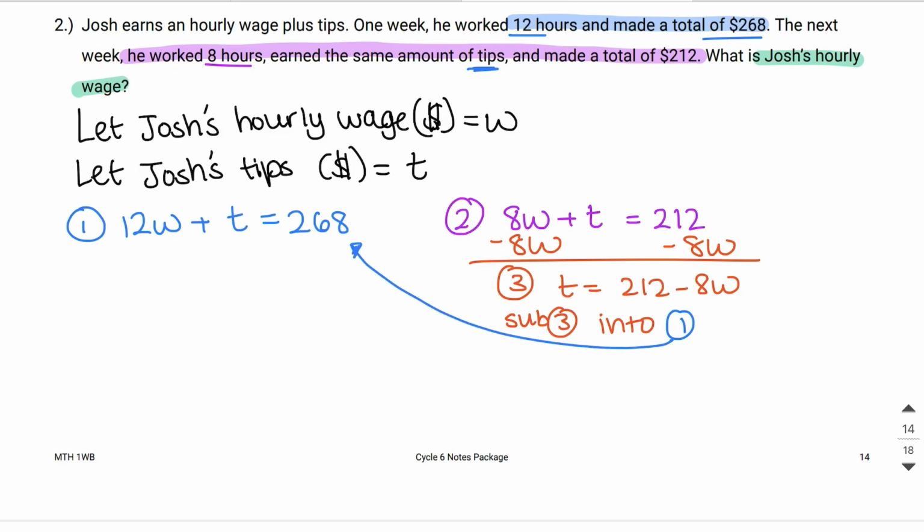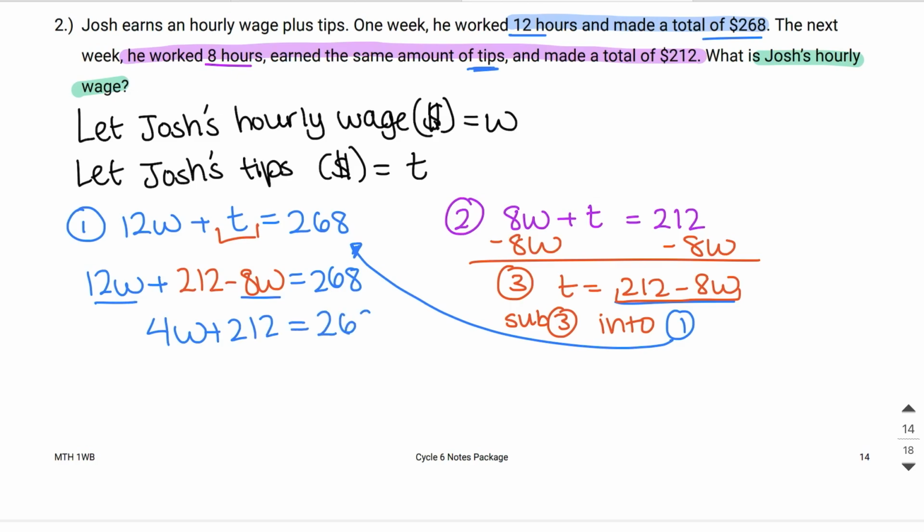So let's go ahead and see what that looks like. Every time I see a T, I'm going to replace it with 212 minus 8W. So this is just plain old T right here, so I can just fill in 212 minus 8W. Double check to make sure that you only have one variable at this step. And then let's go ahead and collect our like terms. This gives us 4W plus 212. I'm going to subtract the 212 from both sides, and I end up getting 56. Divide both sides by 4, and I get W equals 14. So this tells me that the hourly wage is $14 per hour.